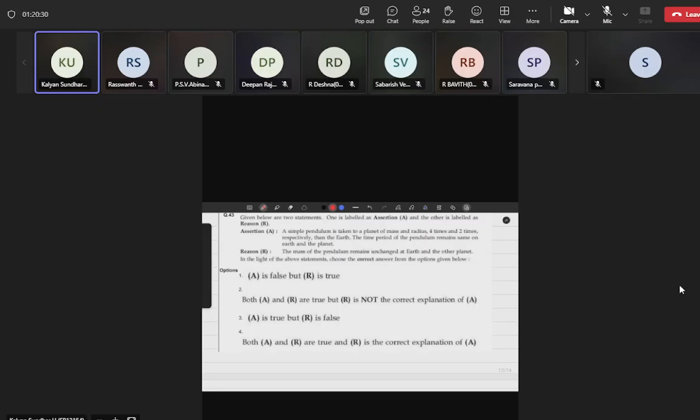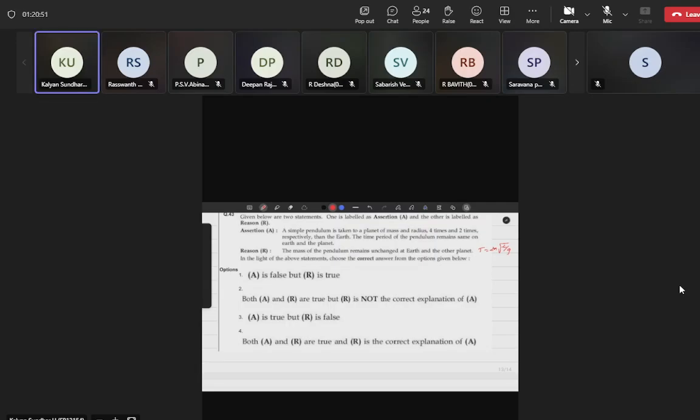So first thing, you have to find whether the time period of the pendulum remains the same on Earth and the planet. So time period is what? 2 pi under root of L by g. But g changes from one planet to another, so here g you have to find out.